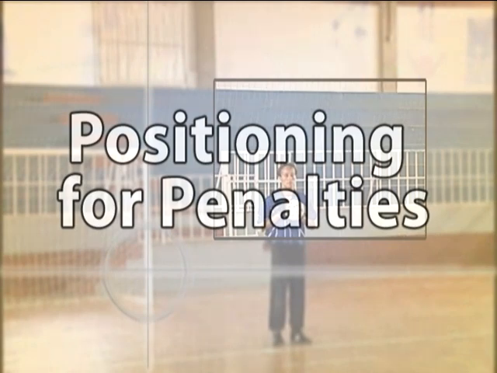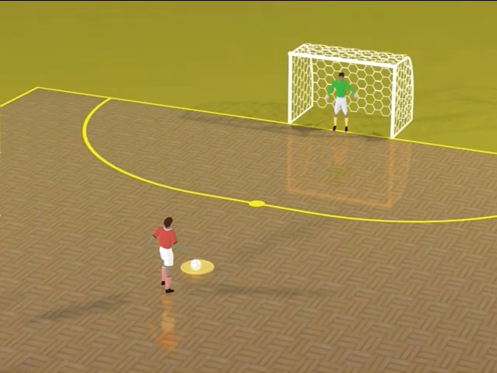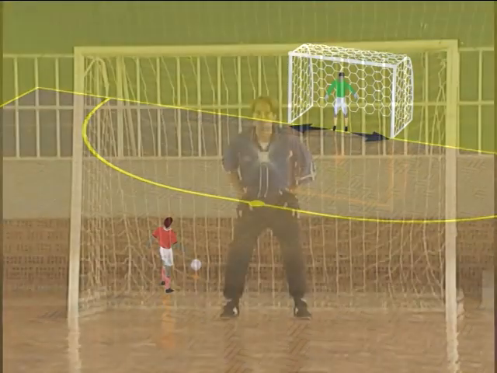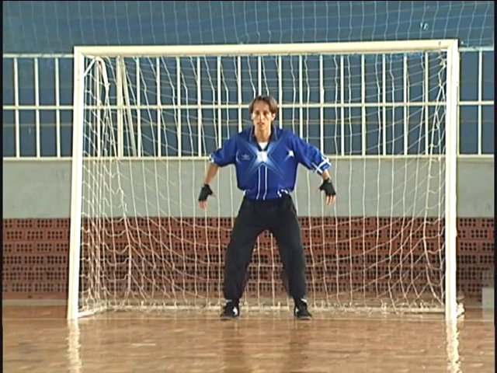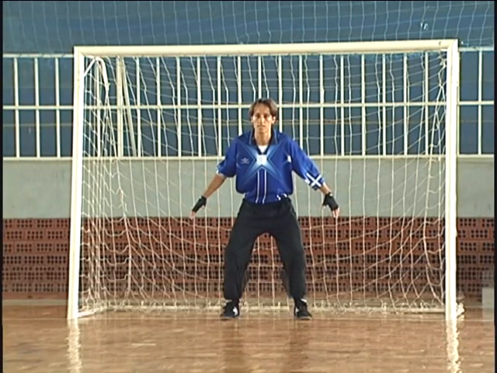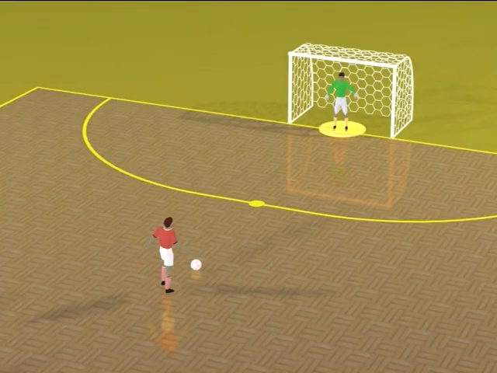Positioning for penalties. For penalty kicks, the goalkeeper should face the striker with knees semi-bent, arms spread open in the direction of the upper corners, the upper body slightly inclined, his eyes focused on the ball and opponent, observing the foot and hip placement of the opponent so that he may be able to interpret his movement and have a better chance to make the save.